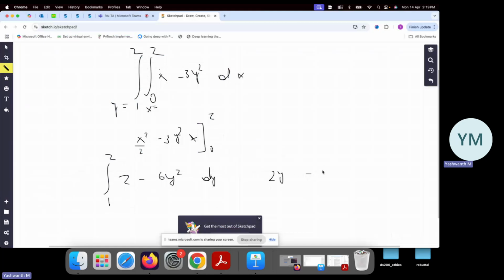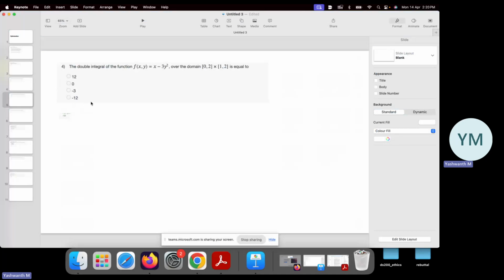Y means 2y minus y cubed, going from 1 to 2. 4 minus 16 minus 0. So it's minus 2. So that's the answer. And you need to integrate this function over this area and see what happens.